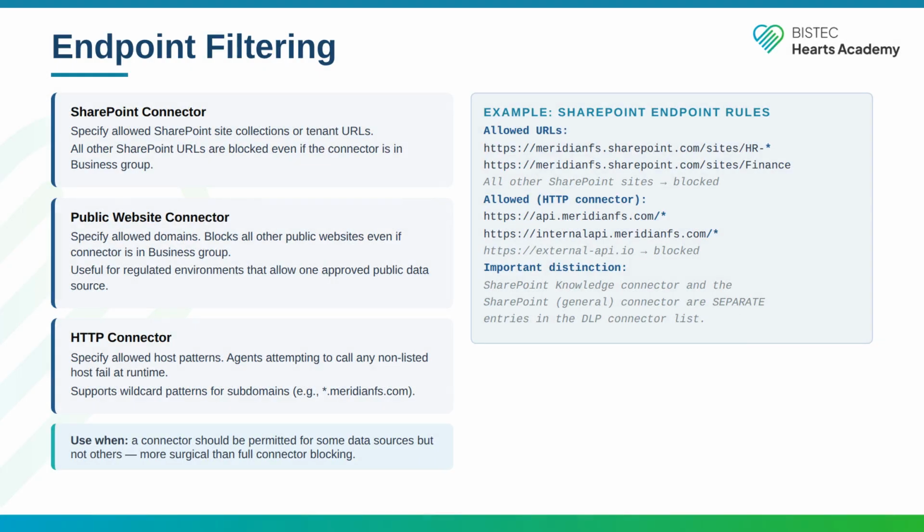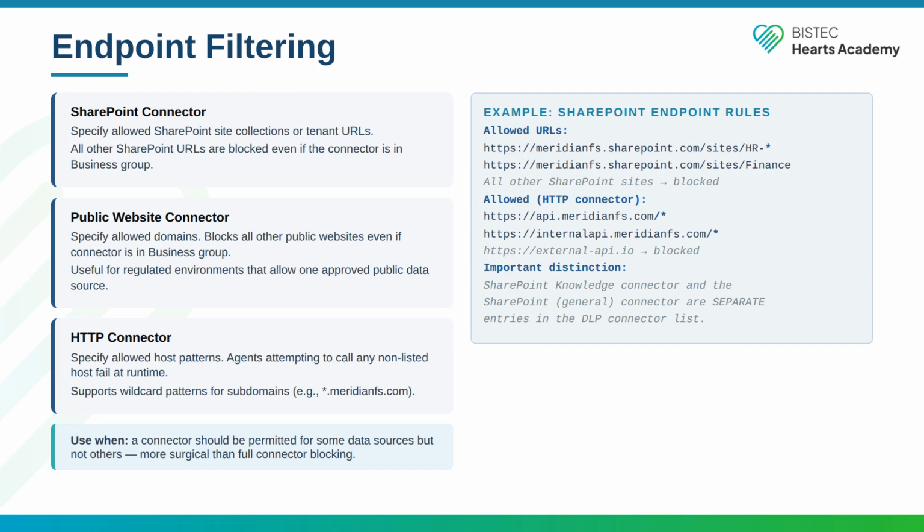Endpoint filtering is the surgical tool that allows you to place a connector in the business group, meaning it is permitted, while still restricting which specific endpoints that connector can reach. It answers the question: you want to allow SharePoint access, but only to approved site collections, not to every site in the tenant. The SharePoint connector with endpoint filtering accepts an allow list of site collection URLs or tenant URLs. Any SharePoint URL not on the allow list is blocked even though the connector is in the business group.